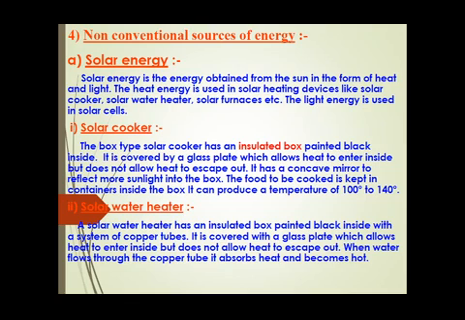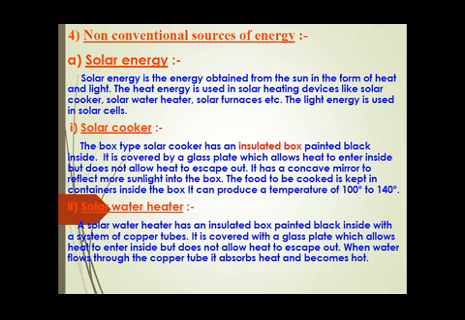Now the solar water heater. Almost the same concept of the solar cooker comes in the solar water heater also. So let us now study it. A solar water heater has an insulated box painted black inside, with a system of copper tubes kept in it. Again, it is covered with the glass plate which allows the heat to enter inside but does not allow heat to escape out. When water flows through the copper tubes, it absorbs heat and becomes hot.